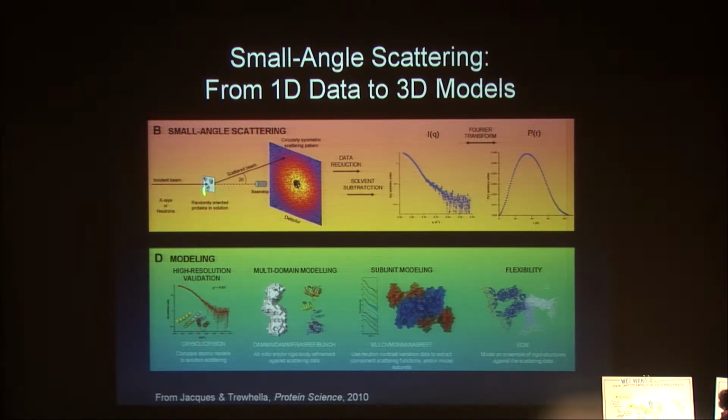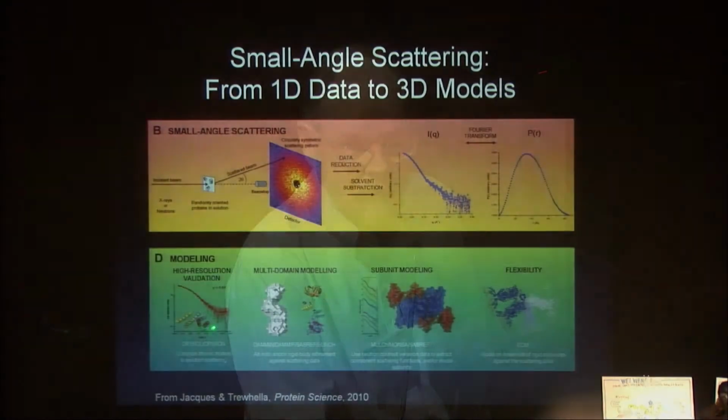Now, since your sample contains all orientations of molecules as well as the various conformations of the molecule, you're sampling potentially a very large number of structures. And that's where the modeling becomes interesting and also challenging.